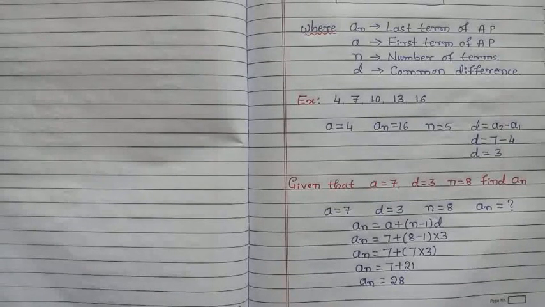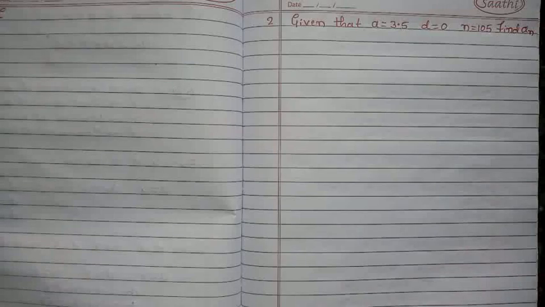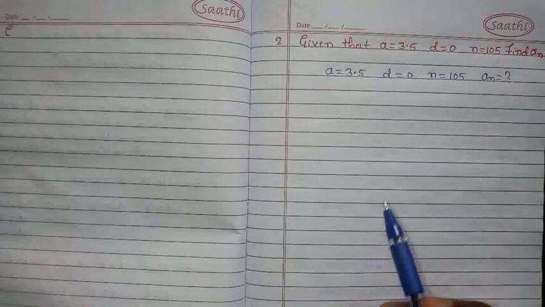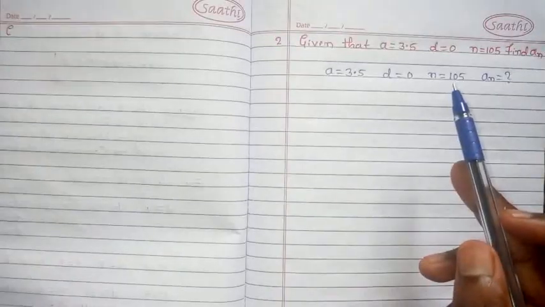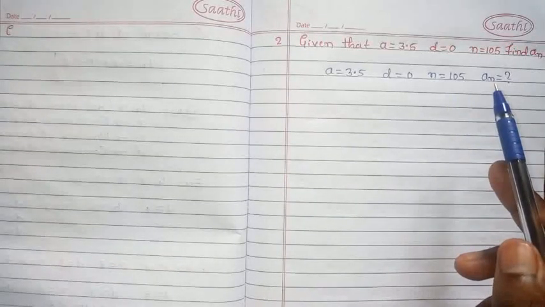Now consider another example. Given that a is equal to 3.5, d is equal to 0, n is equal to 105, we have to find the value of an. Students, I request you to pause the video and take pen and paper so that we can solve together. Here they are given a is 3.5, d is 0, n is 105. Then we have to find the value of an.